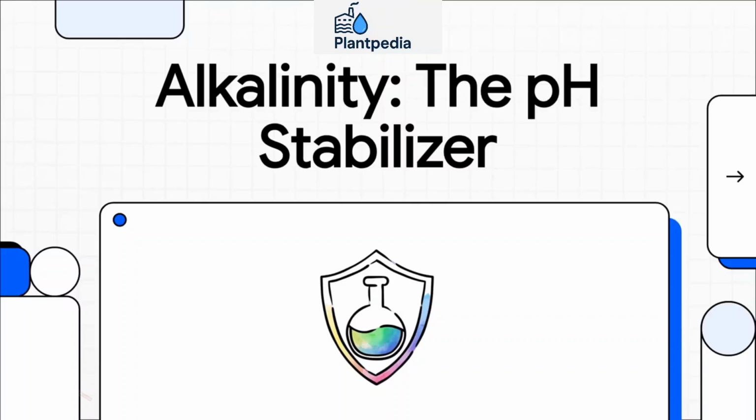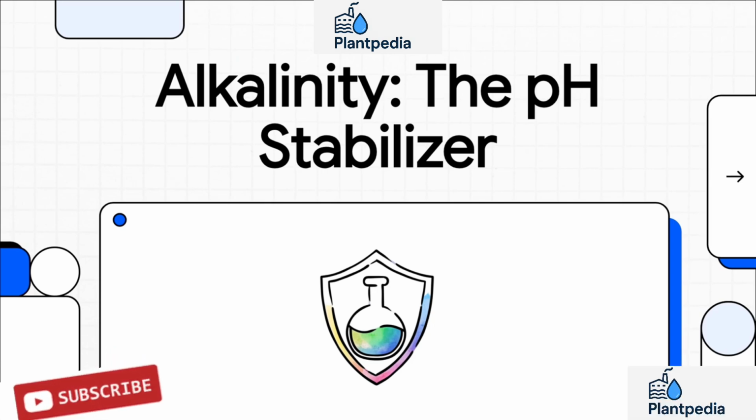All right, let's dive right in. Today, we are talking about a property of water that is absolutely essential for so many industrial processes, but it's often overlooked. We're talking about alkalinity.